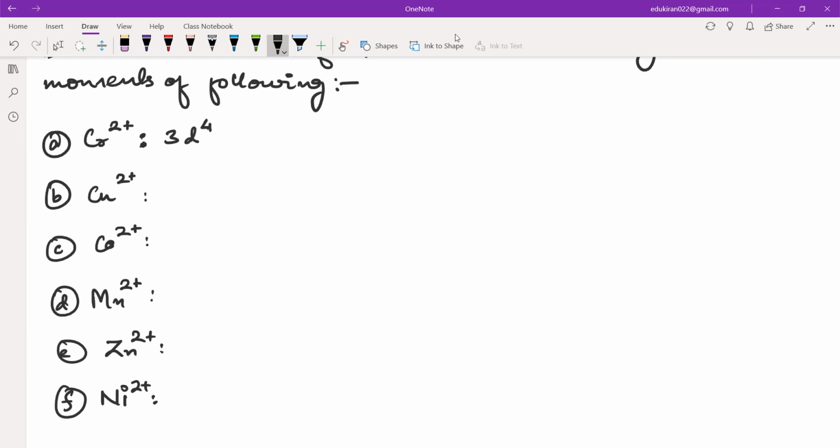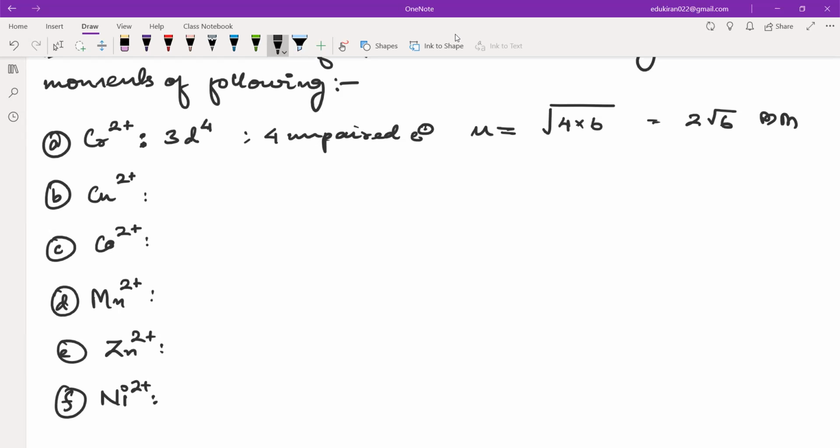3d4. How many unpaired electrons? 4 unpaired electrons. So mu will be equal to under root of 4 into 4 plus 2, which is how much? 24. So this will be equal to 2 root 6, right? And also this will be in Bohr magneton, Bm. Just simplify as much as you can.